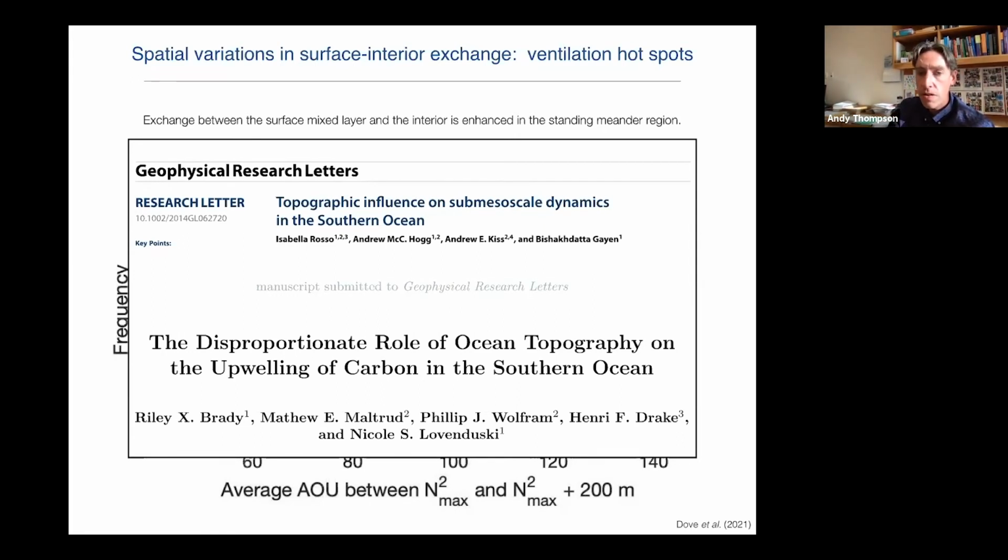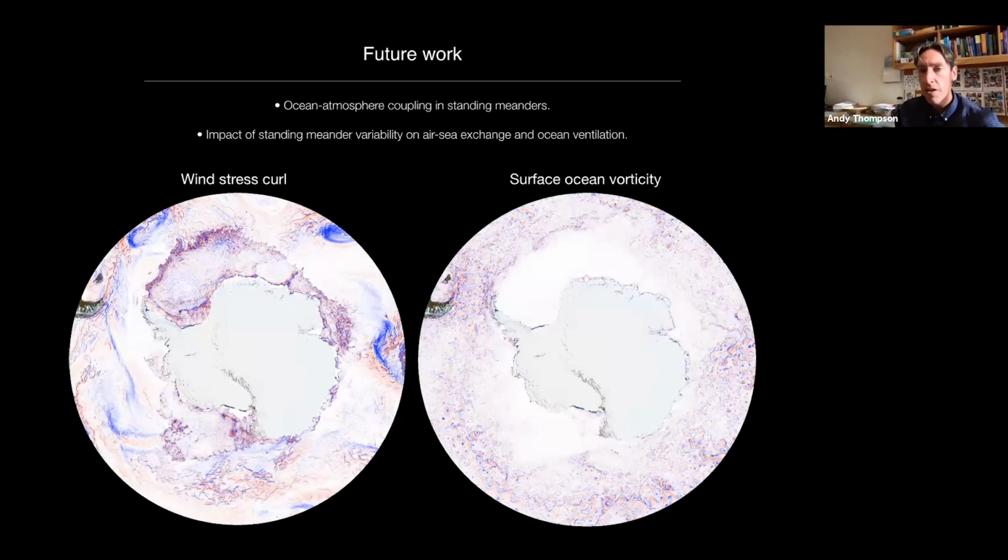Okay, so that's about all I wanted to talk about. I'll have one slide here of where we're going from here. I started kind of with a numerical model. I want to maybe come back to it.